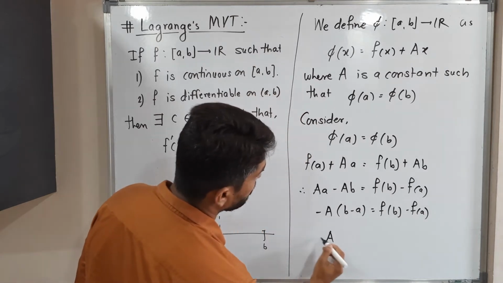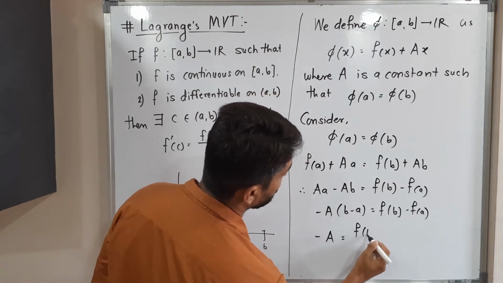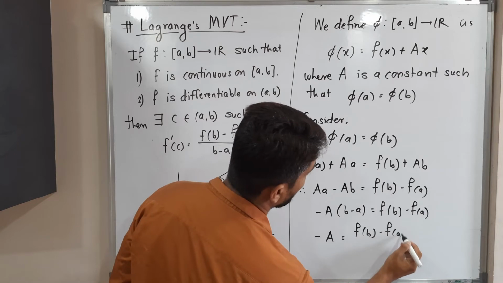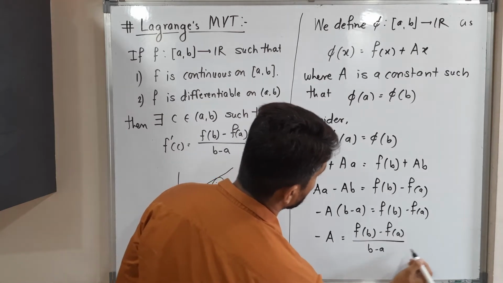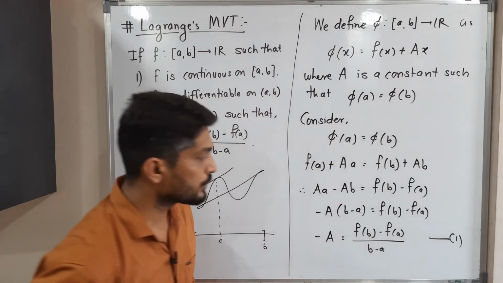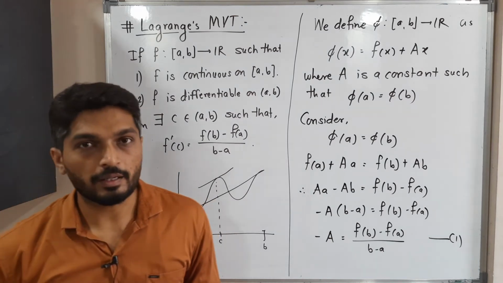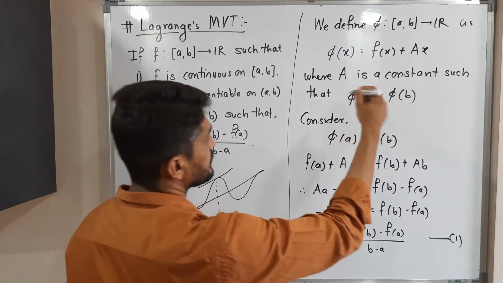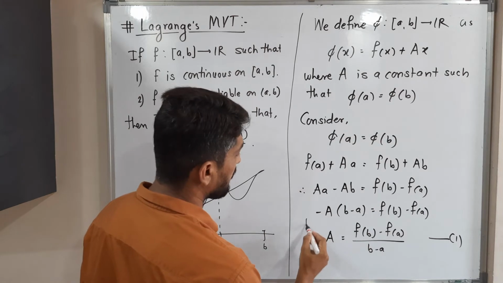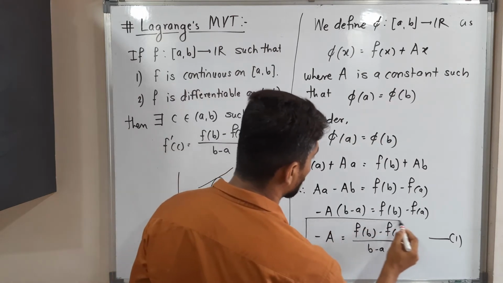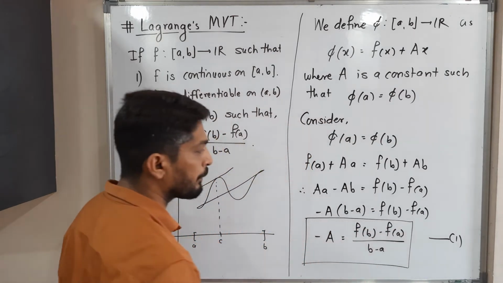So what will be the value of minus a? It is f of b minus f of a divided by b minus a. I am calling it as 1. So here we got the value of capital A. Getting? So A is a constant which will satisfy this condition. We simplified it and we got the value of minus a. Okay, so this is a very important thing we have got.